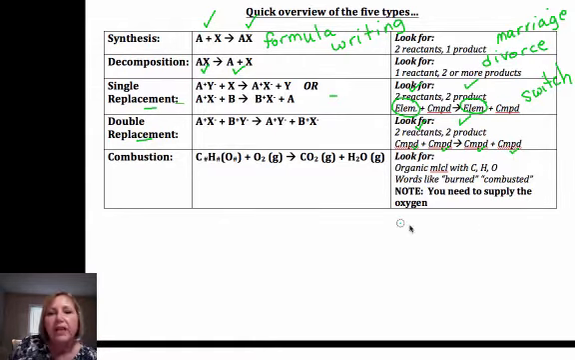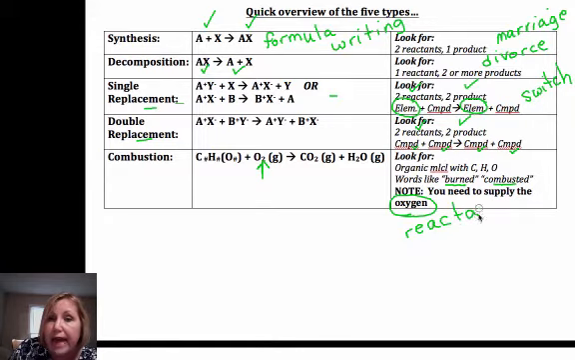Okay? And then we're going to be doing a very narrow category of combustion. Combustion involves the reaction of elements with oxygen. And so you'll see things like burned or combusted, and that means we're going to react with oxygen. It's the one time you will actually have to predict or supply a reactant as we're going.